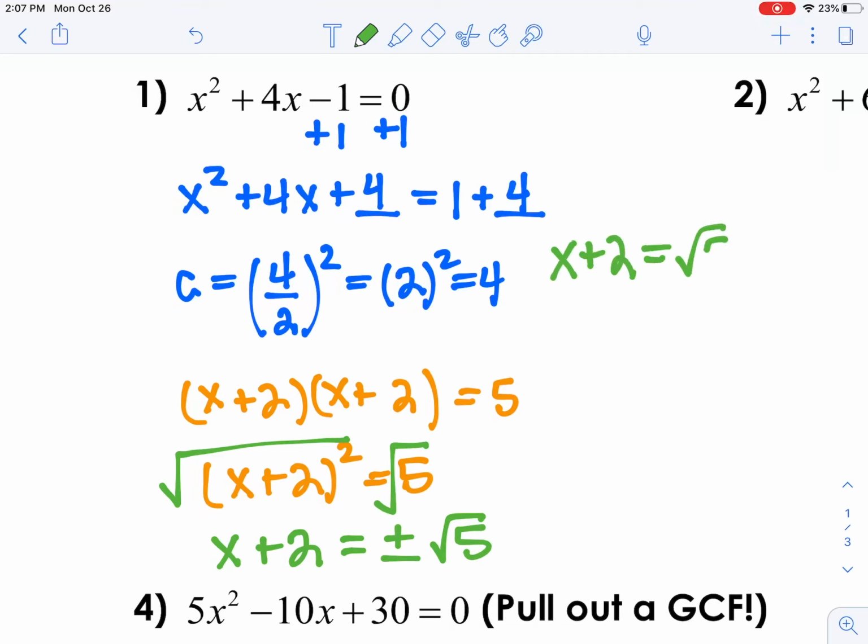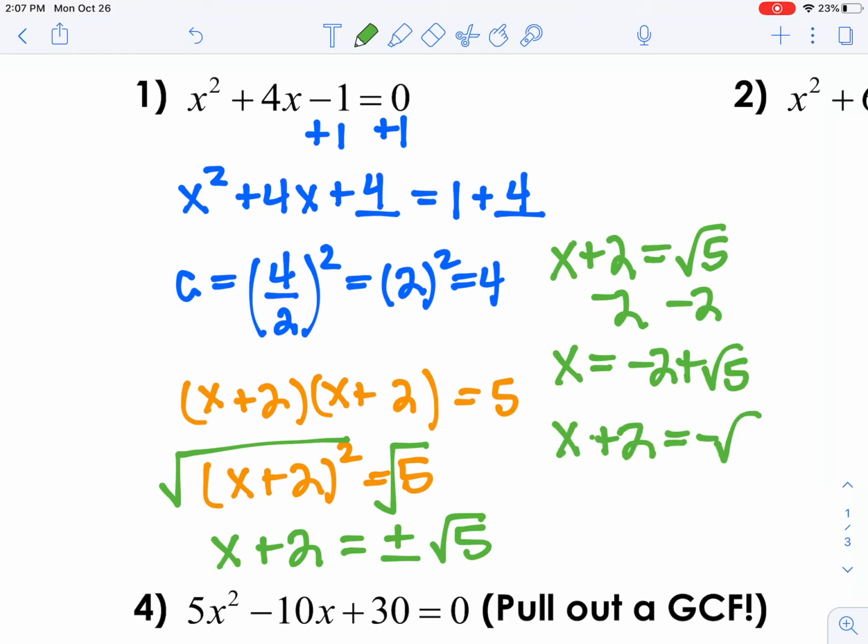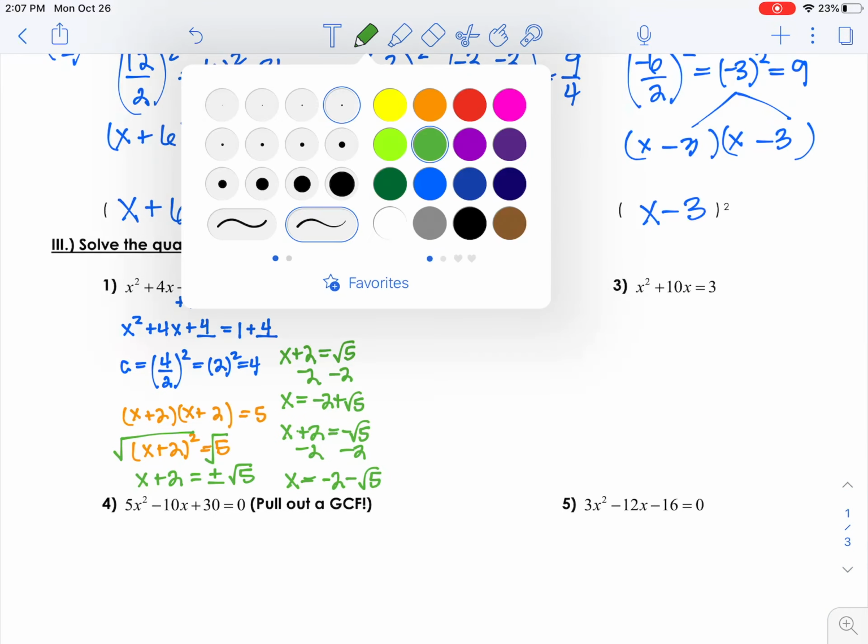So then what we need to do is subtract our 2, or set up our 2 equations. It's positive radical 5. So we have negative 2 plus radical 5 and negative radical 5. So we have negative 2 minus radical 5. Okay, those are your final answers.